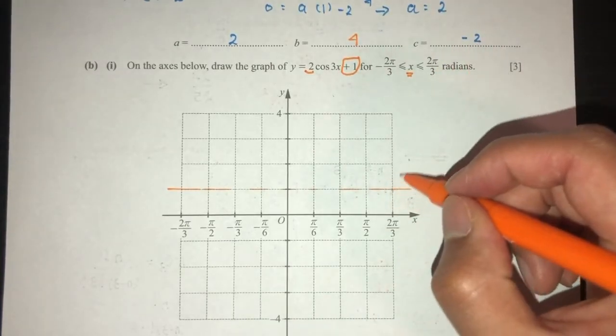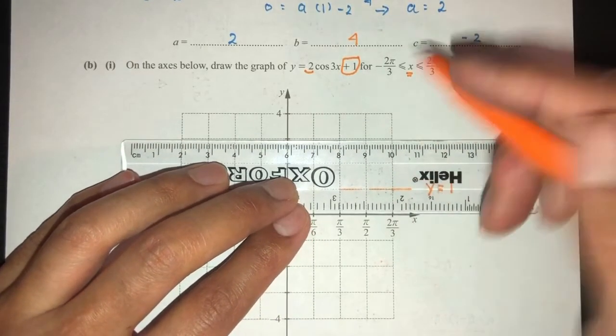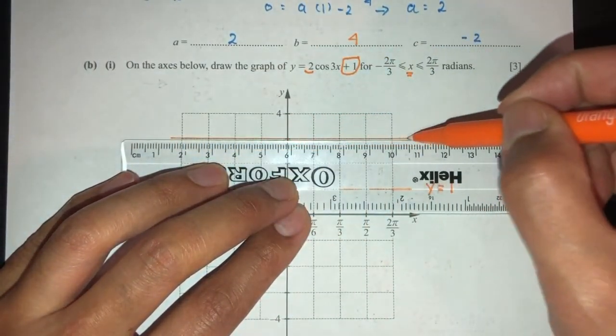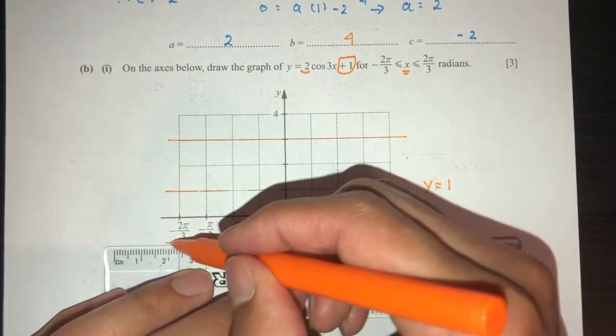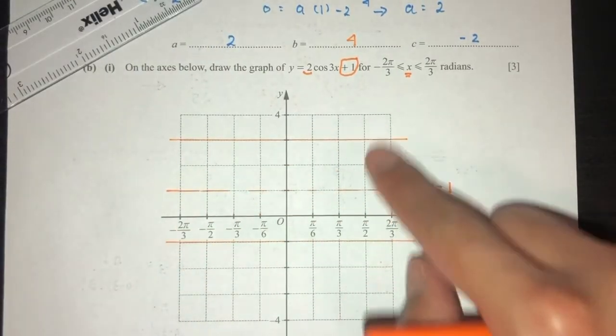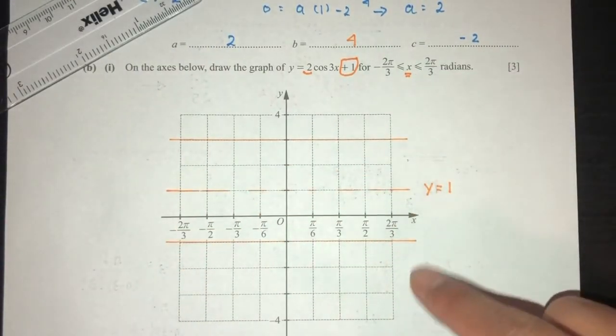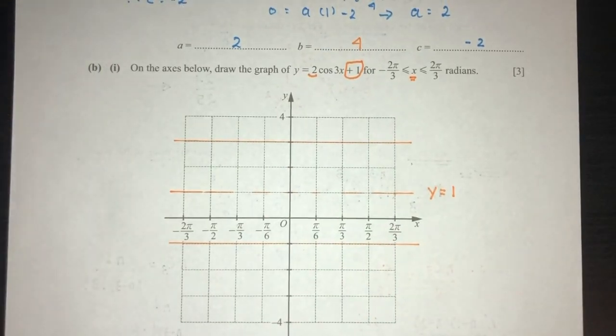So let's count. 1, 2. So this will be your maximum line for the curve. And going 2 down, that will be your minimum line for the curve. So what this tells you is the curve would only go in between those two. It will not go up or down below these two lines. So this helps you to know what the values for your y will be.